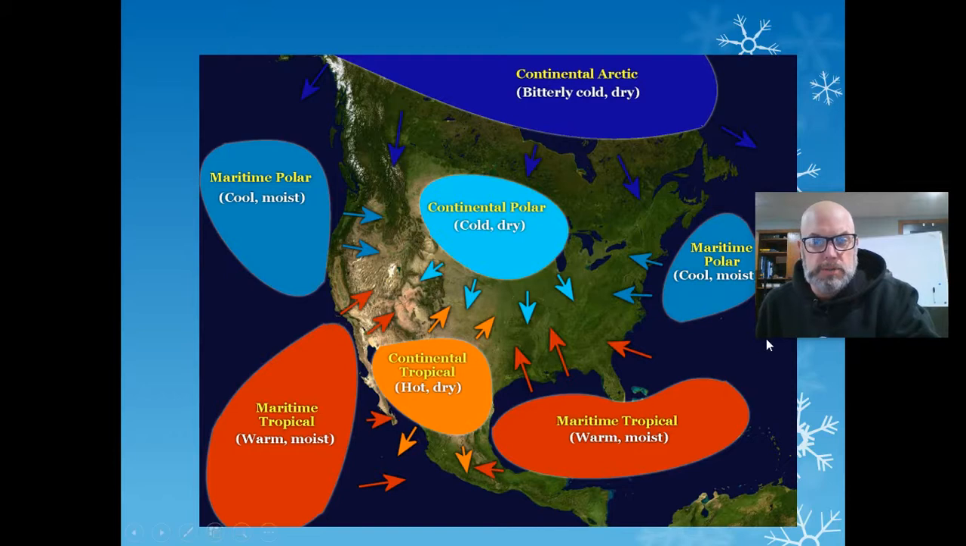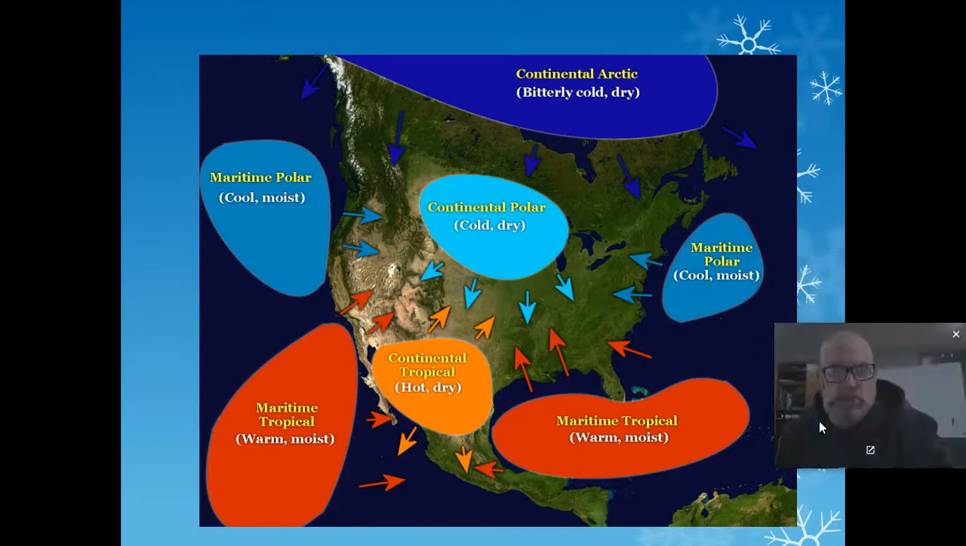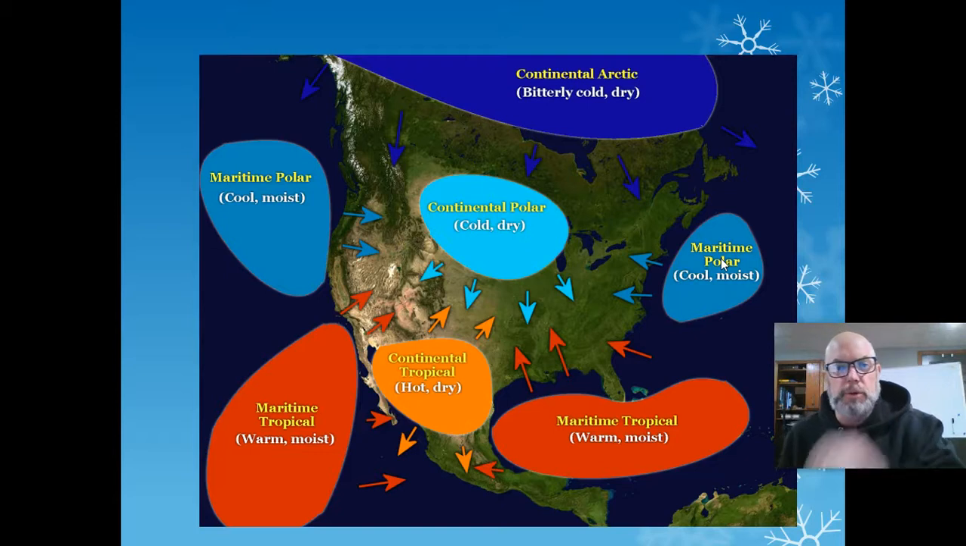So if we look here, this just kind of describes each one. All right, so maritime tropical is going to be warm and moist. Continental tropical will be hot and dry. Then up here, as we get farther away from the equator, these will tend to be cold and dry, the continental polar, and then these will be cold and juicy if they form over the ocean.